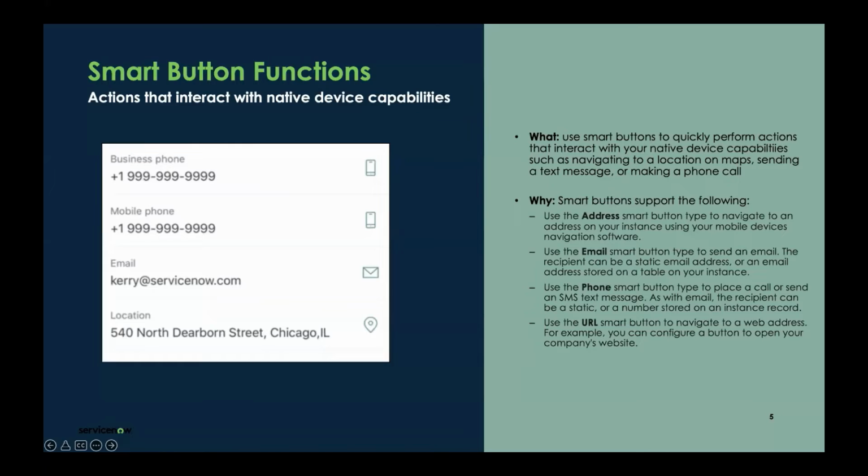But just to provide some context before we jump into our exercises, let's start off with a quick overview on smart buttons. If you aren't already aware, smart buttons are actions that allow your users to interact with your native device capabilities. And there are 4 types. First, you have address, which allows you to navigate to the location of a task, accessing your device's native map app, whether that be Apple Maps or Google Maps or Waze. You can also send an email or make a phone call or send a text message. All that is possible with the tap of a button from the ServiceNow mobile app.